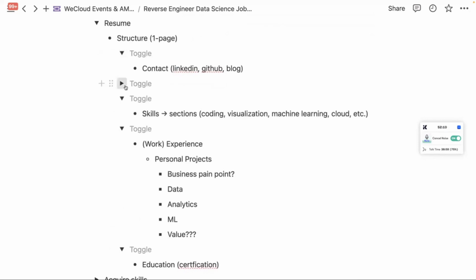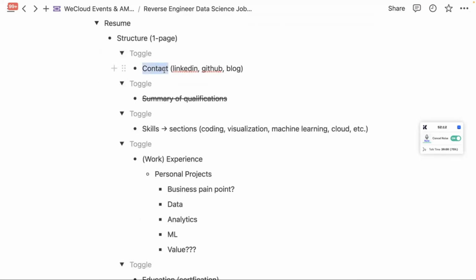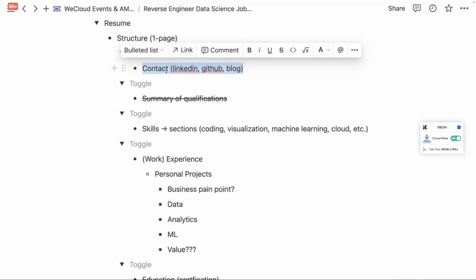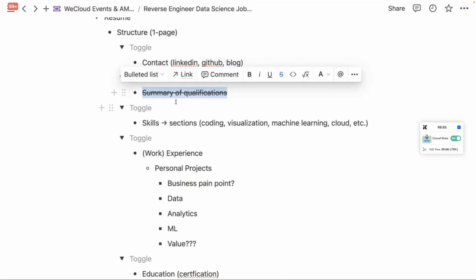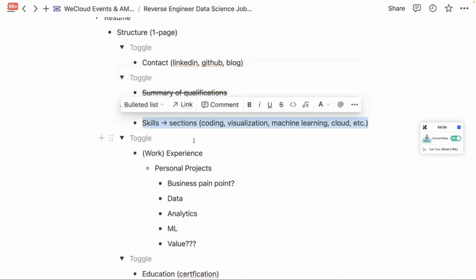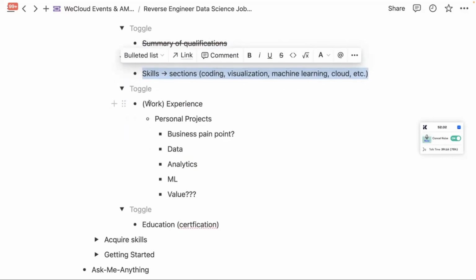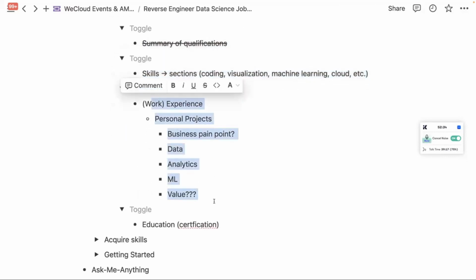So again, I'm talking about the structure here. In contact, right, on the top, ideally add GitHub and blog posts. You don't really have to have a summary of qualifications if you only have 1 page. Skill set, very important. Make it easy for the readers. So create different sections, right? And then add keywords. The most important part is experience. And your most important experience should absolutely be on the first page.